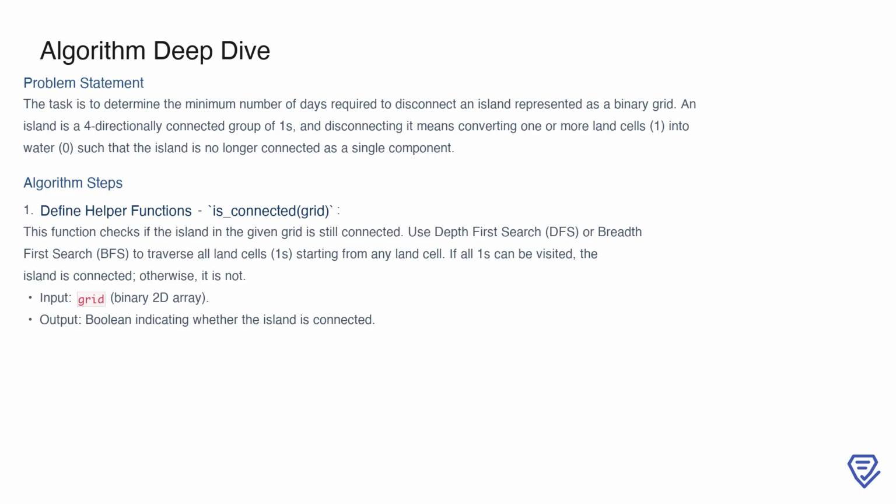To approach this, we start by defining a helper function called is_connected(grid). This function determines whether the island is still connected by performing a depth-first search, DFS, or breadth-first search, BFS. Starting from any land cell, it visits all reachable land cells. If all ones in the grid can be visited, the island is considered connected. If not, it is disconnected. This function takes the grid as input and returns a Boolean value indicating the connectivity of the island.